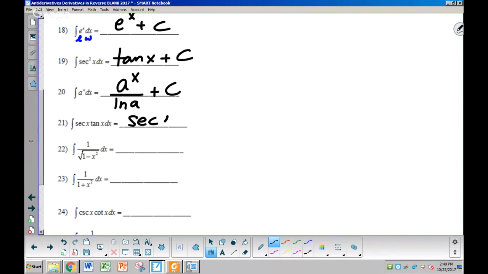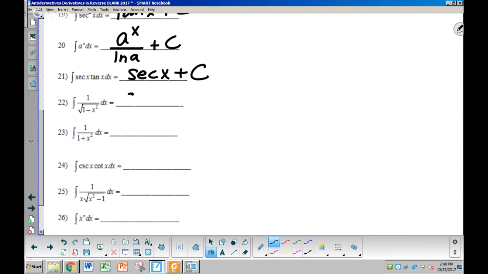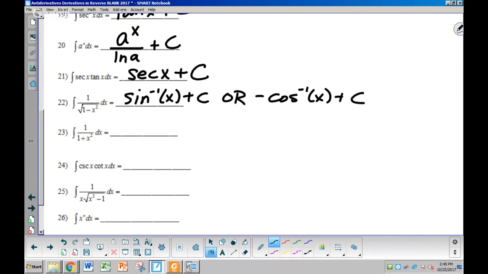Okay, whose derivative is sec tan? This is secant x plus the cupcake. Whose derivative is this? Inverse sine of x plus c, or negative inverse cosine of x plus c, right? Because the cosine inverse's derivative is negative, and a negative times a negative is positive. Next one. Whose derivative is 1 over 1 plus x squared? Inverse tan. Look, you guys are really good at this game. Or, you're right, negative inverse cotan plus c.